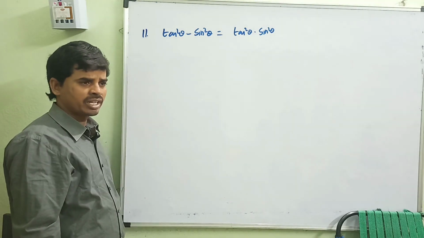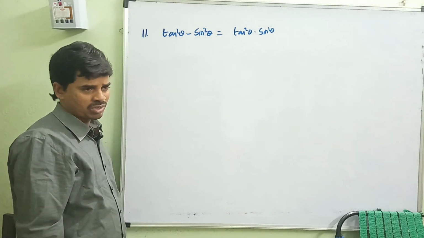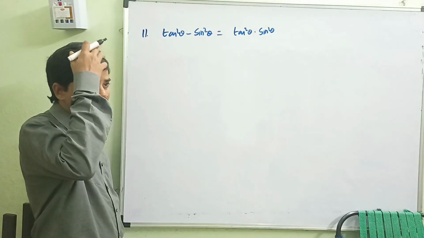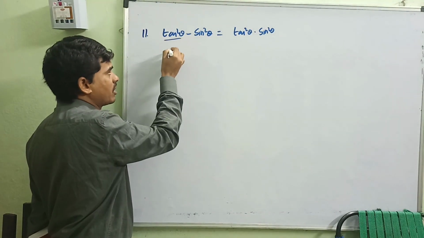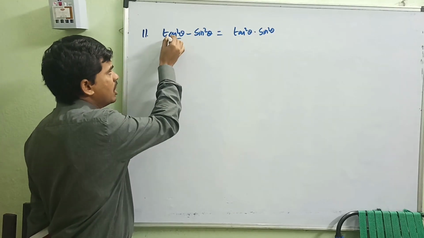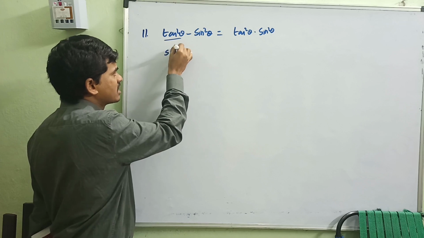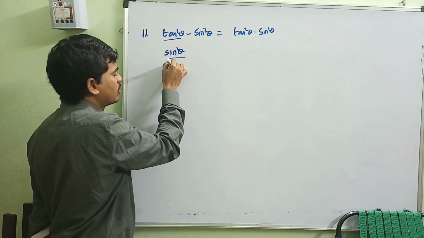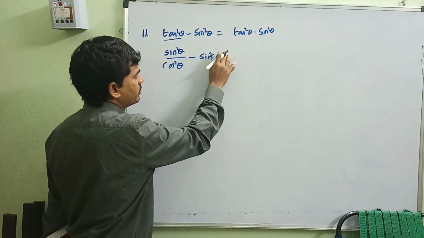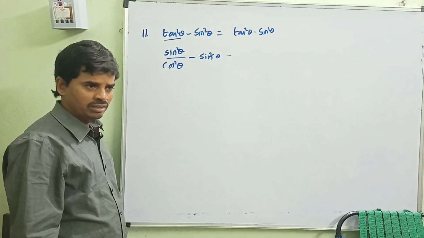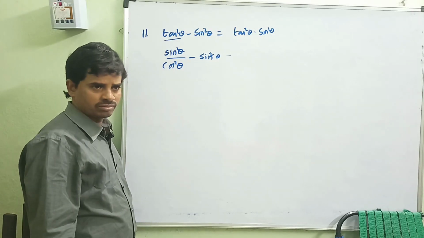Tan square theta is equal to secant square theta minus 1, we can write. Sin square we can write as 1 minus cos square. But where is the chance to get tan square into sin square? For that, the easier method is to write tan square as sin square theta by cos square theta minus sin square theta. Only tan I am converting into sin by cos.